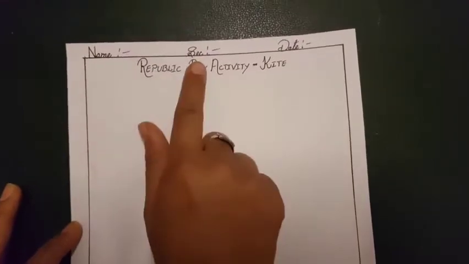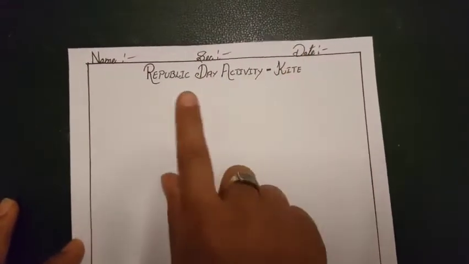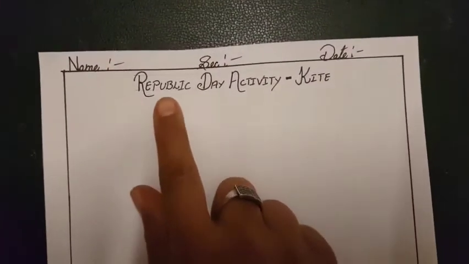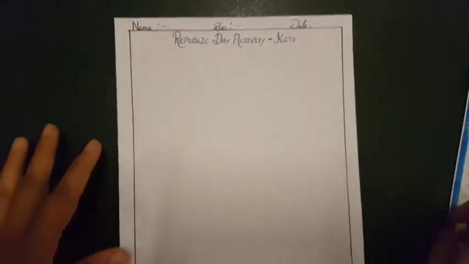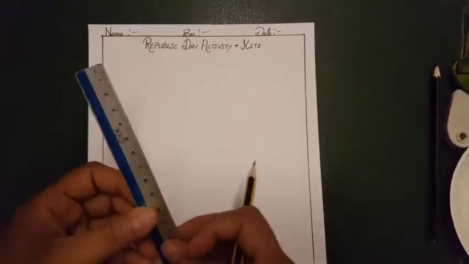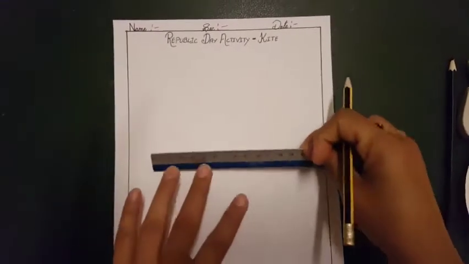Mention your name, section, date. It's a mandatory activity, children. Republic Day activity, kite. Now I'll show you how to draw a simple and easy kite. Take a scale.